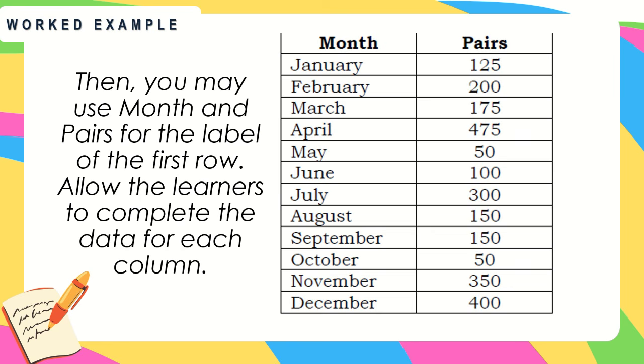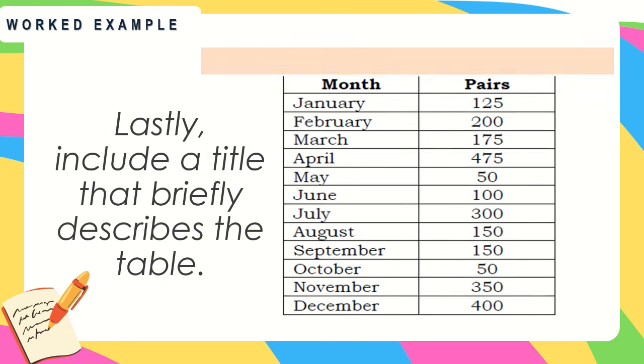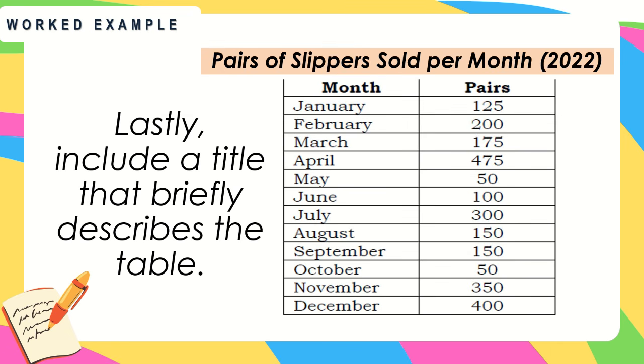Allow the learners to complete the data for each column. Lastly, include a title that briefly describes the table. Example of a title is Pairs of Slippers Sold Per Month, Year 2022.